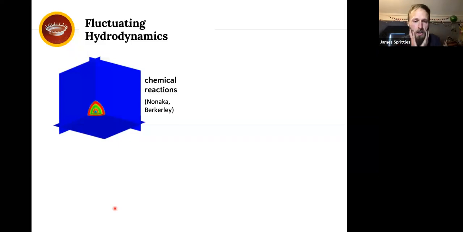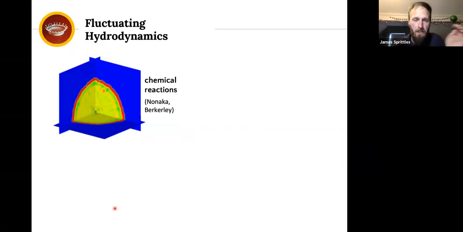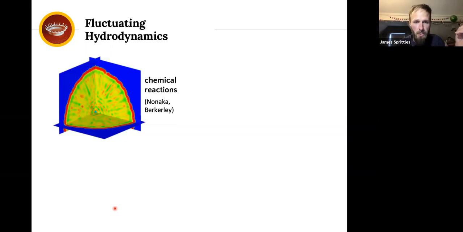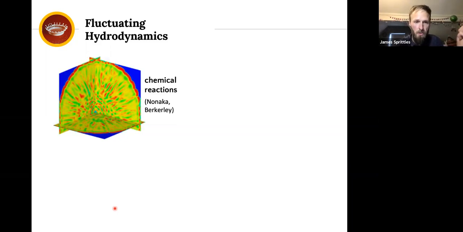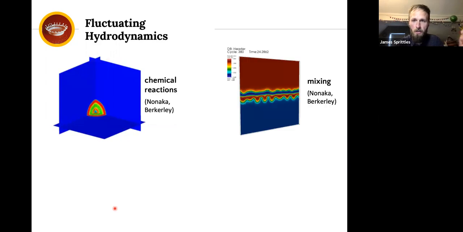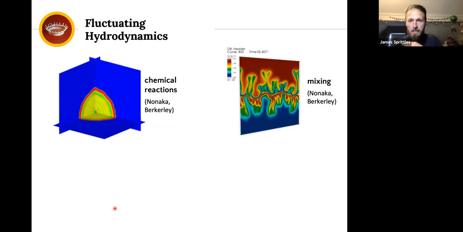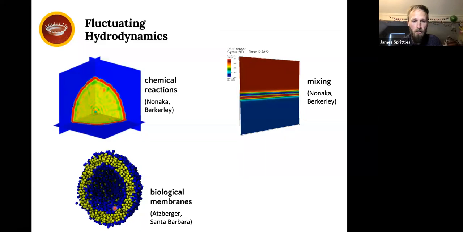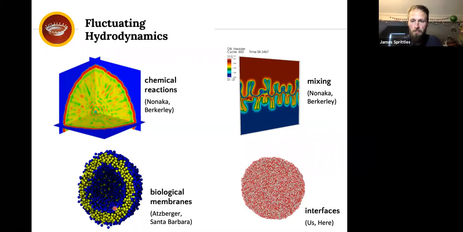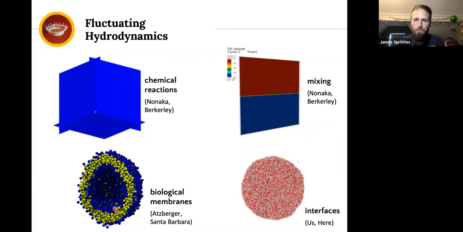Okay, so fluctuating hydrodynamics is an area of increasing interest for a number of different applications where thermal fluctuations are important, but you really don't want to be using some molecular model. So things like chemical reactions, this is a mixing simulation, biological membranes, and interfaces we're going to be looking at.